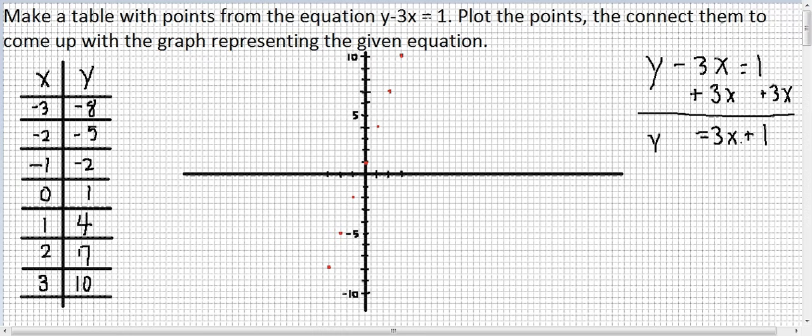Once we plot these points, we can connect the dots to come up with a line for this equation. So this is the graph for the equation y minus 3x equals 1, and we usually place arrows at the ends of these line segments to show that the line extends in both directions.